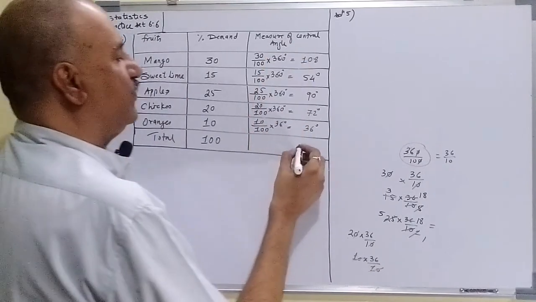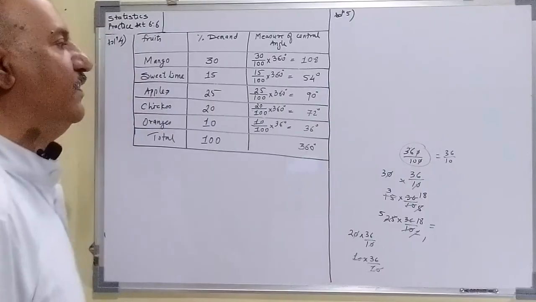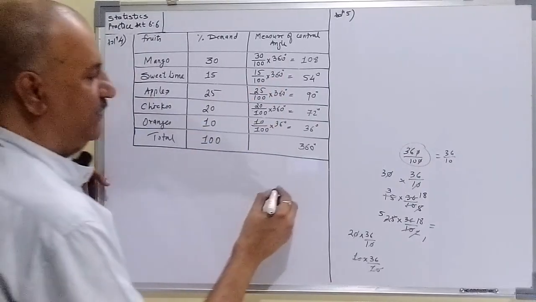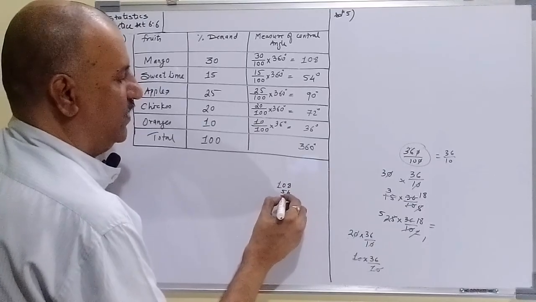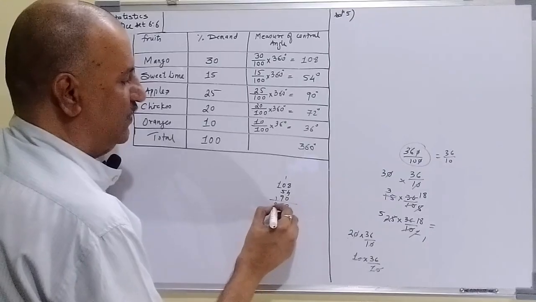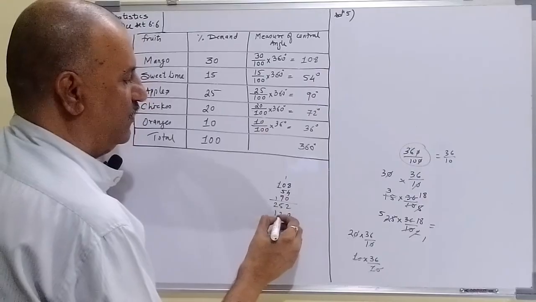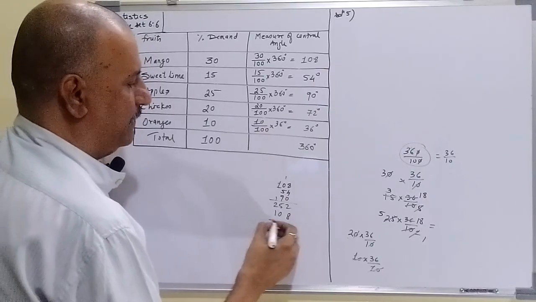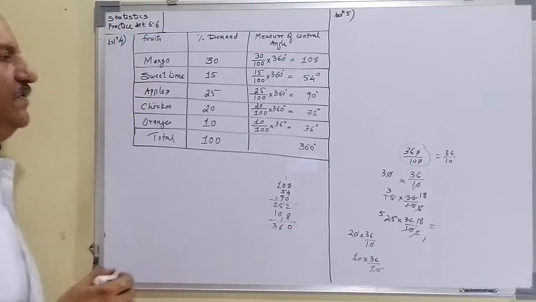This total will give you 360. Calculate करके देखो आना चाहिए. 108 plus 54 plus 90. तो ये 12 1 15 1 254 और ये मिला के 8 108. तो ये था 360.